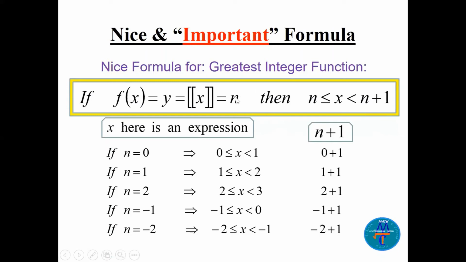See, anytime you have an n, let's say 7, you put here 7, here you put 8. Less than, here less than or equal. And you put the expression there. See, if you take minus 1, let's say n is minus 1, then x is between n, which is minus 1, and n plus 1, which will be 0. Same thing for n equals minus 2.